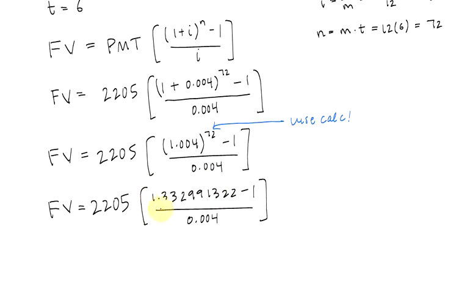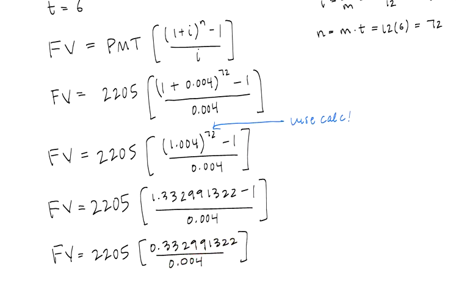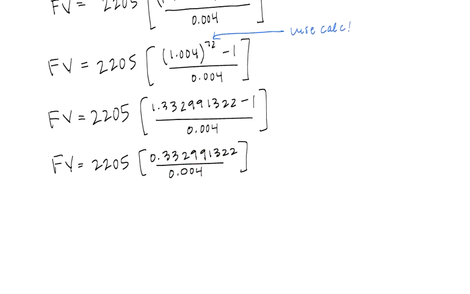Now I will simplify the numerator here by subtracting 1 from the decimal, which gives me 0.332991322, and in the denominator we divide by 0.004. I'm going to give myself a tiny bit more room here. Now we can divide that decimal that we just wrote by 0.004, and that gives us 83.24783062.